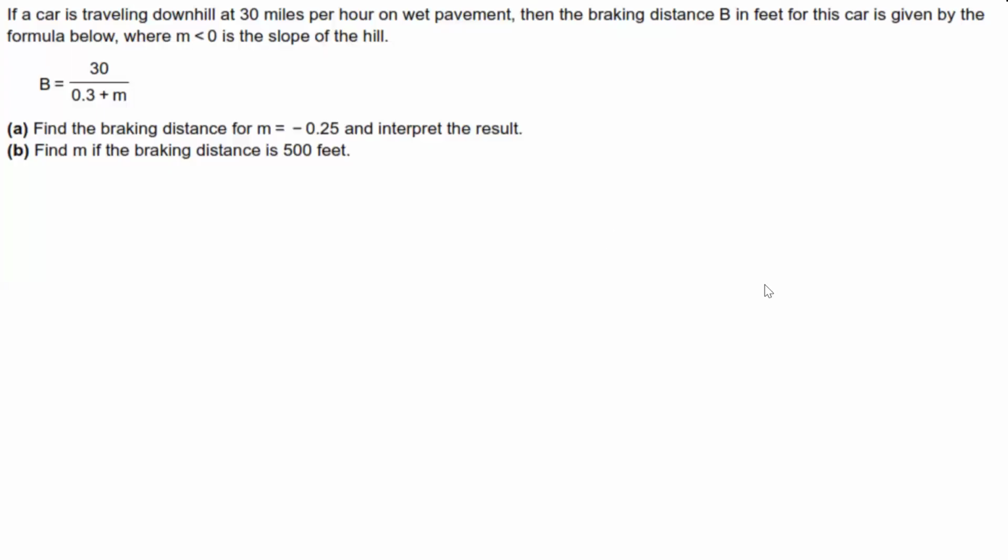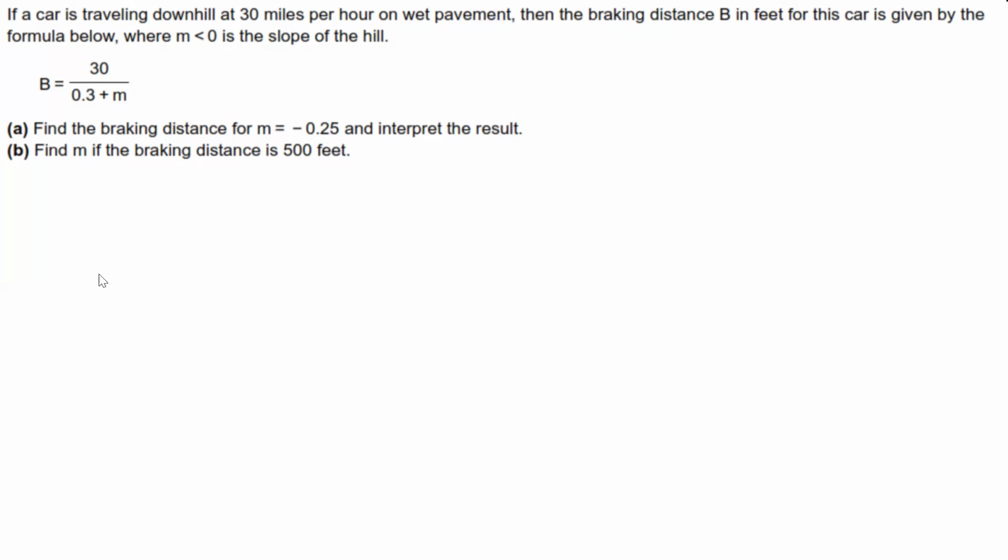All right, so here we have cars traveling downhill at 30 miles per hour on wet pavement. The braking distance B in feet for this car is given by the formula below, where m < 0 is the slope of the hill. B equals 30 divided by (0.3 + m). We need to find the braking distance for m equal to negative 0.25 and interpret the results, and then find m if the braking distance is 500 feet.